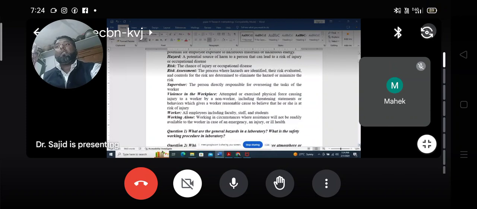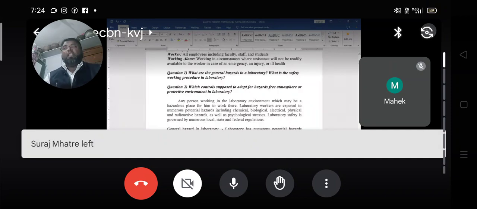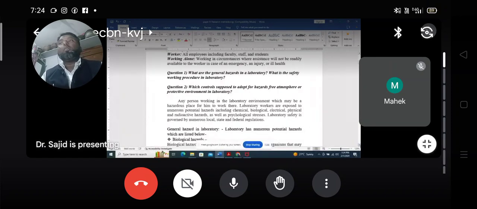Now first of all we will go with this first point. What are the general hazards in the laboratory and what safety should you adopt while working in the laboratory, or which controls are supposed to be adopted for a hazard-free atmosphere or protective environment in the laboratory. We will see that question in detail. See, any person working in the laboratory faces risk due to the presence of hazardous material. It is a hazardous place for any person who is working in the lab.